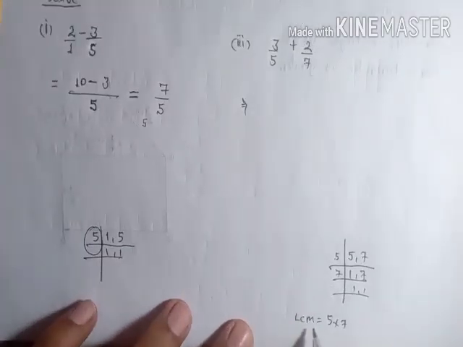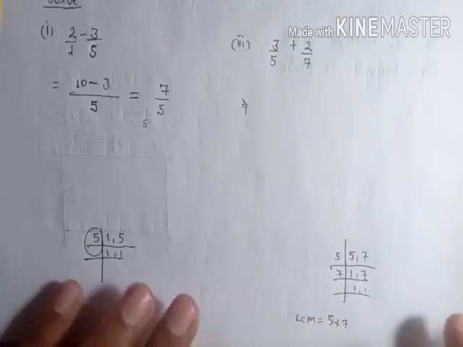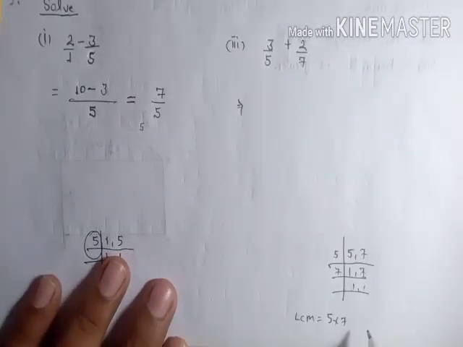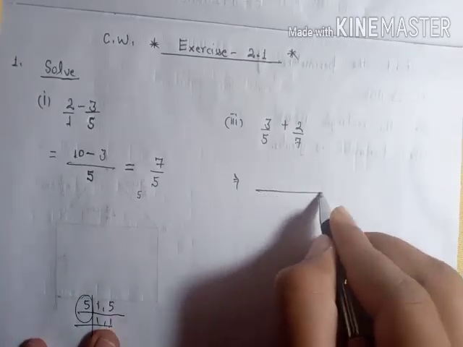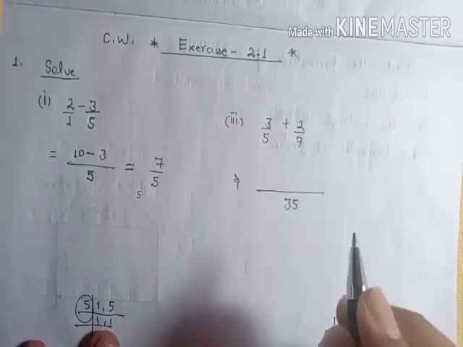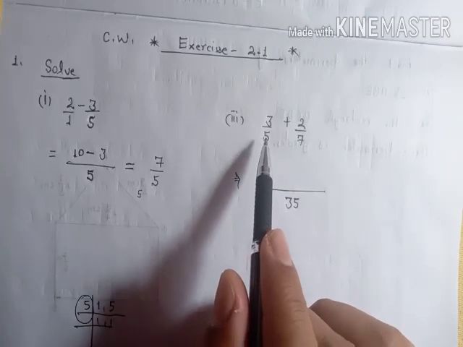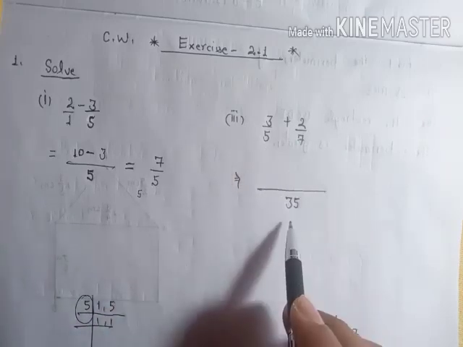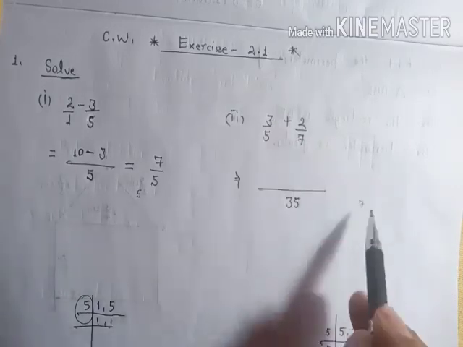Yes, as you can see here, what is the LCM? You have to multiply the prime factors 5 and 7, that is 35. So just write here 35 as the LCM of these two terms. Now divide this LCM by the denominator of the first fraction, that is 5. 5 sevens are 35, so 7 is the quotient, and multiply this numerator by 7.